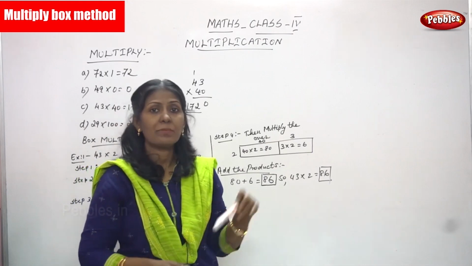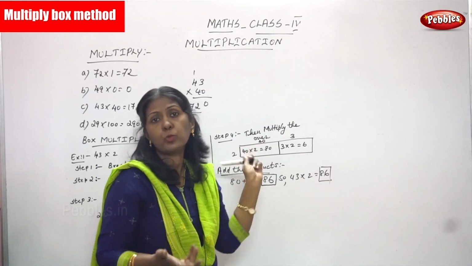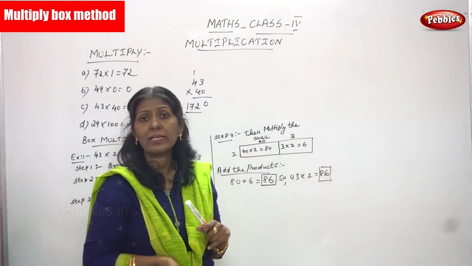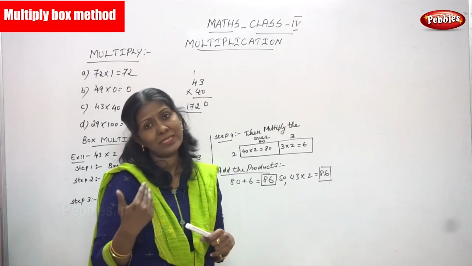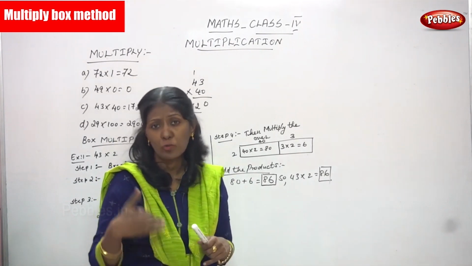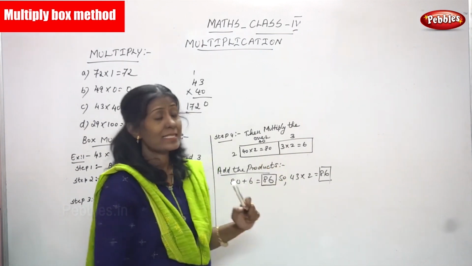Now we are going to see multiplication. We already know what multiplication is, what the terms of multiplication are, what an array is, and what the rules of multiplication are. Now we are going to do everything in examples. So let's start with an example.